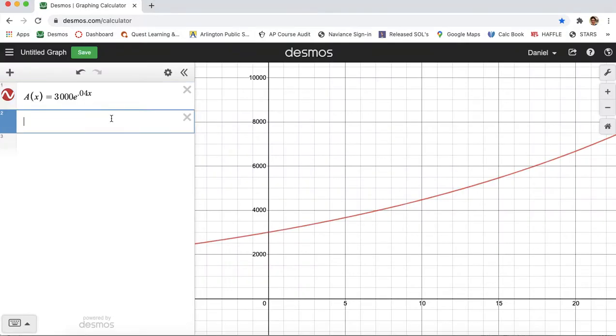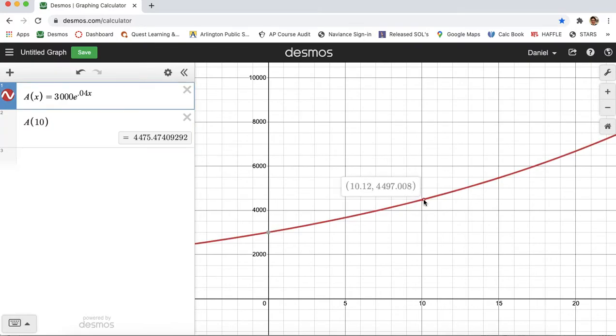With Desmos, it reads function notation. So you can just type in A of 10, or you can look on the graph when x is 10. The y value is 4,475.47. So $3,000 after 10 years has become $4,700. Not bad for not doing any work whatsoever.